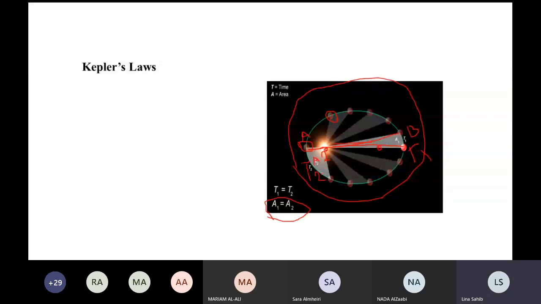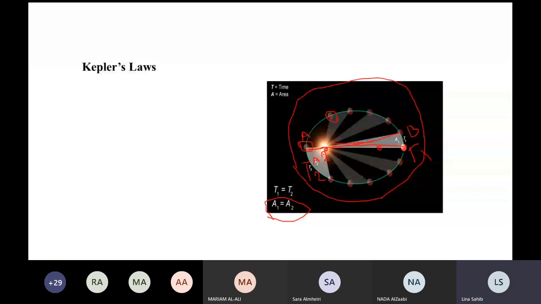Why do they make it a shadow? Do you remember the car? When you clean the glass with the wiper, the Earth is sweeping the area similar to the wiper on the glass of the car. Did you understand me? Sweeping the area. So here, these two areas are equal.